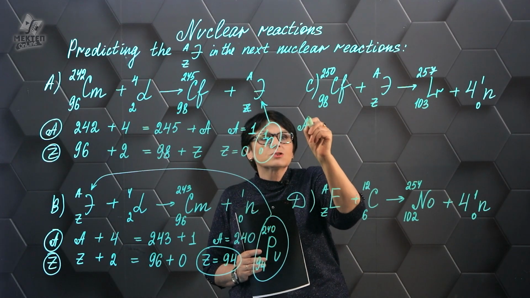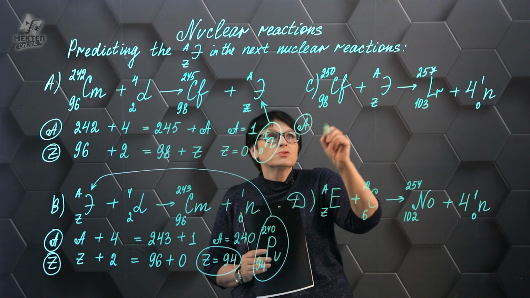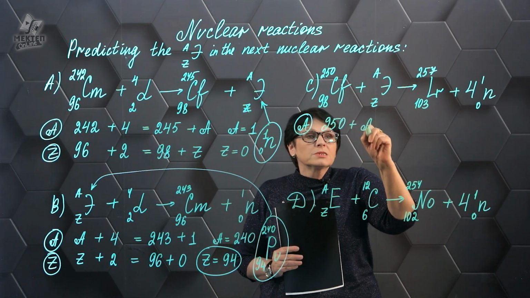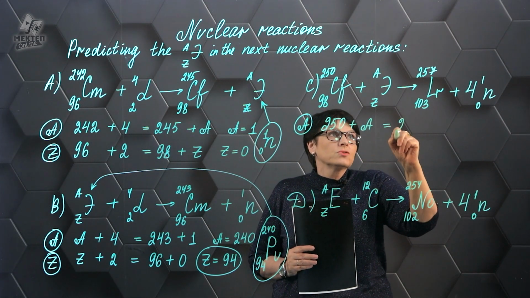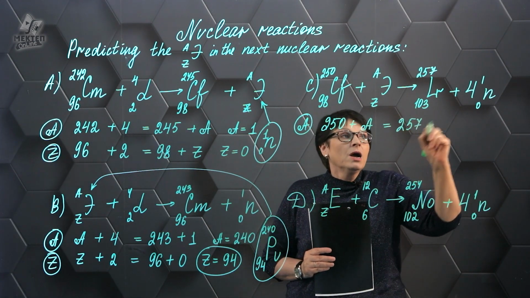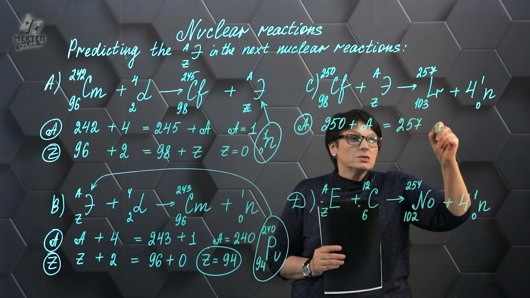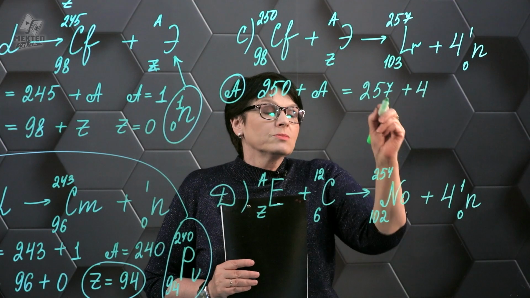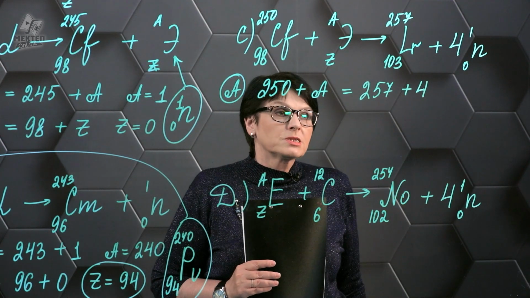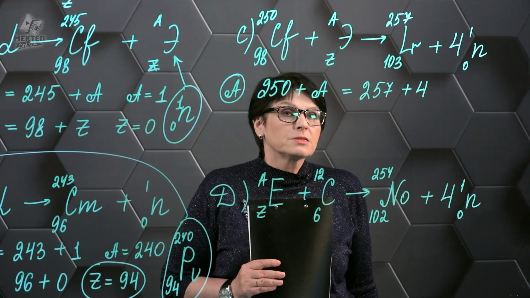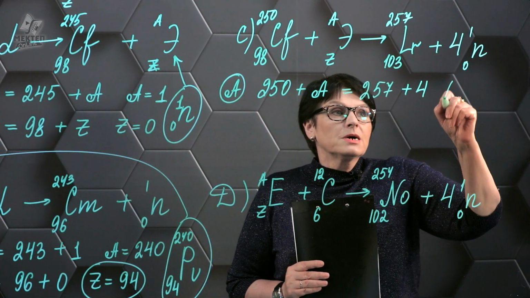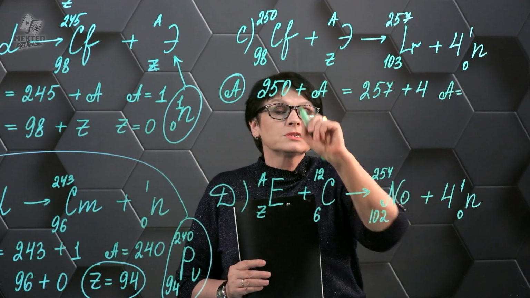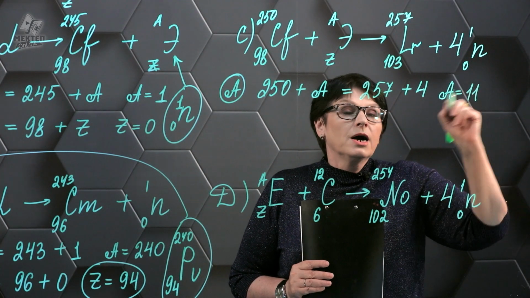First, we need to establish A. To do that, 250 plus the unknown mass A equals 257. And the fact that we have 4 neutrons here means that we multiply 4 by 1. Then we can calculate that on the right side this will be 261, and on the left side A turns out to be equal to, if we do the math, 11.